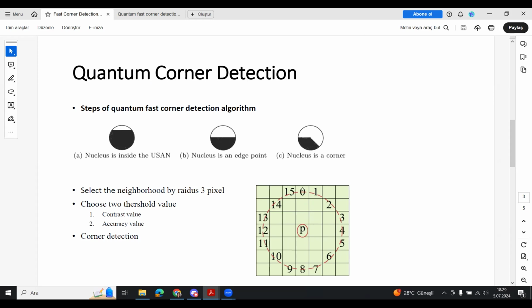Consecutive endpoints like this: 1, 2, 3, 4, 5, 6. This is the endpoint in the neighborhood. If the grayscale value difference with the nucleus p value is greater than the first threshold value, it is selected as a corner. If n is greater, then p is determined as a corner point.